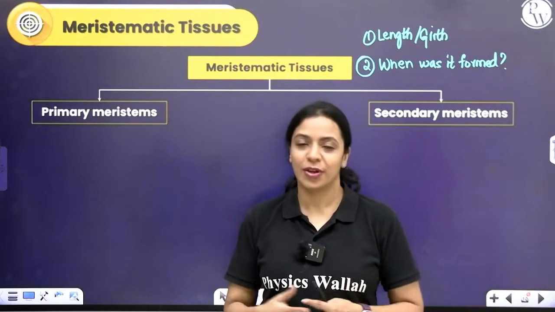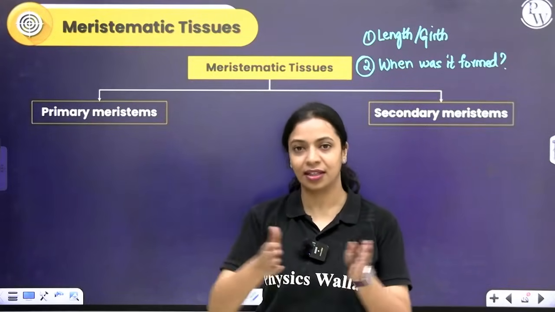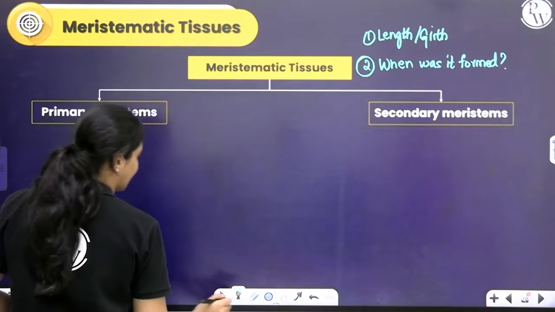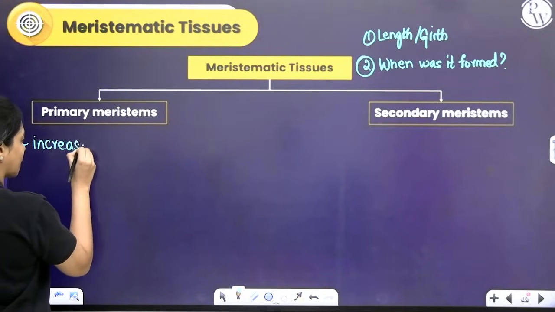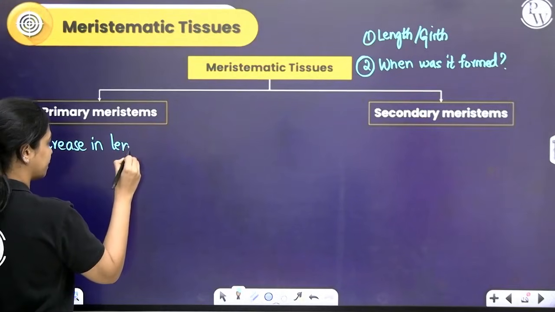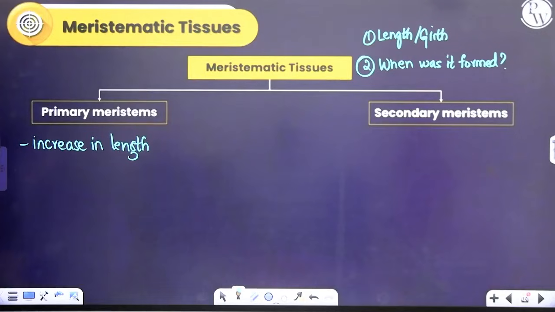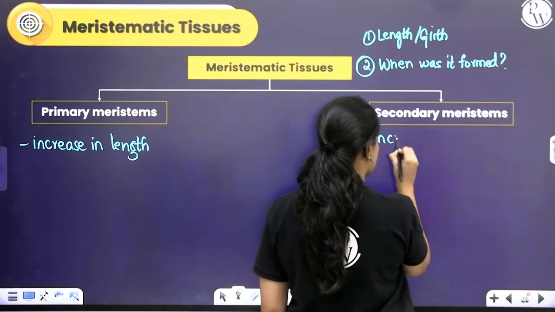So in dicots especially, you see two types of growth. Growth: increase in height, increase in girth. If there is an increase in length that you see because of meristematic activity, such type of meristems which contribute to increase in length, they are called primary meristems. Secondary meristems are those that cause an increase in girth.